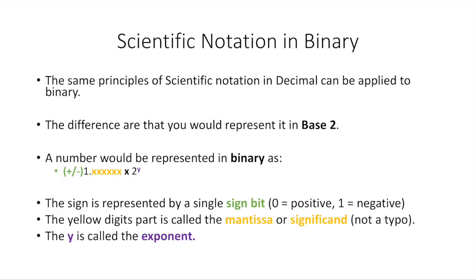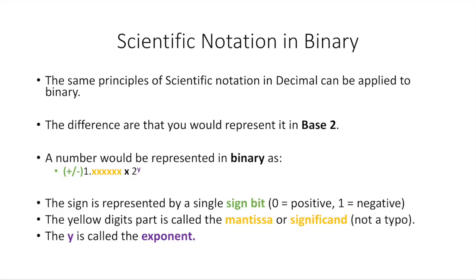We could say it's a plus or minus. So we would use a sign bit, because we want to know if it's a positive or negative number. And we covered that before. We just use one bit. We're not doing 2's complement or anything like that. We're just using a sign bit, 0 for positive, 1 for negative.